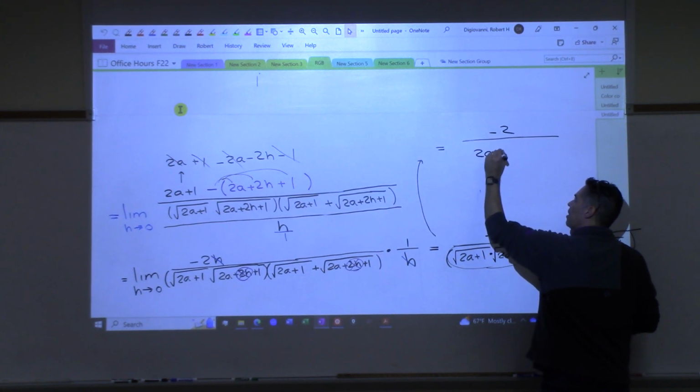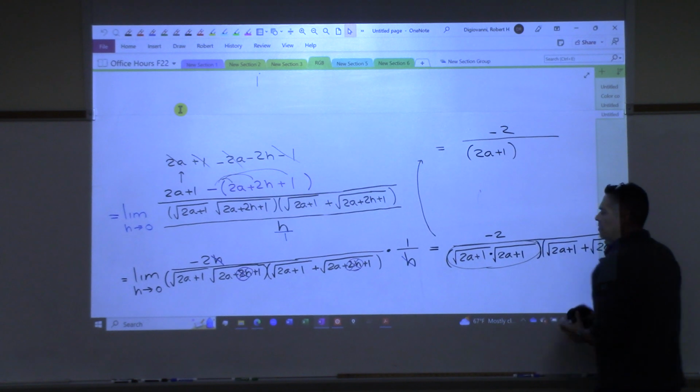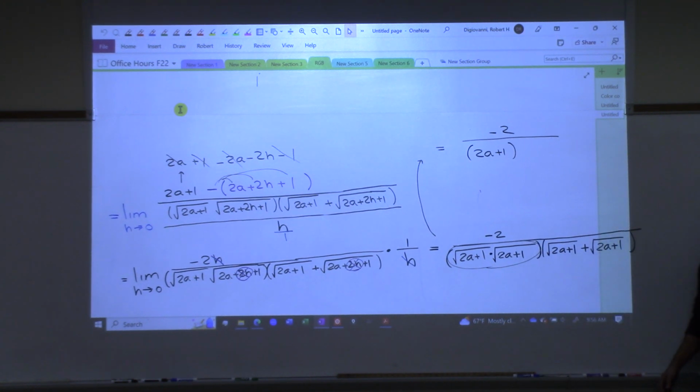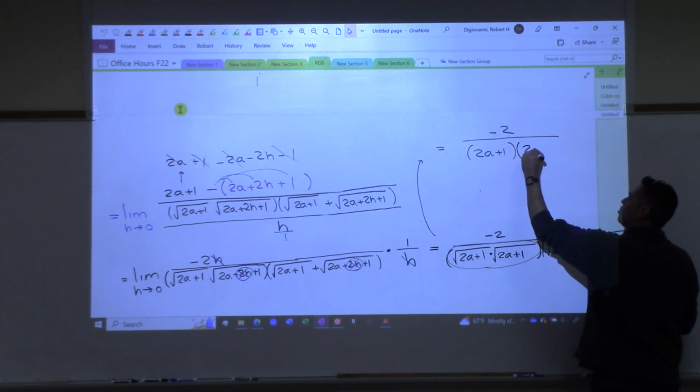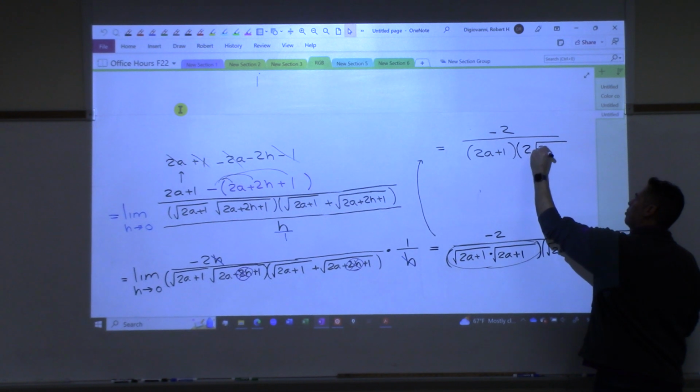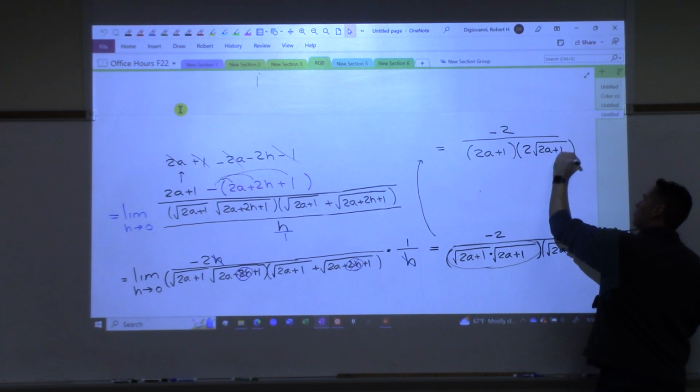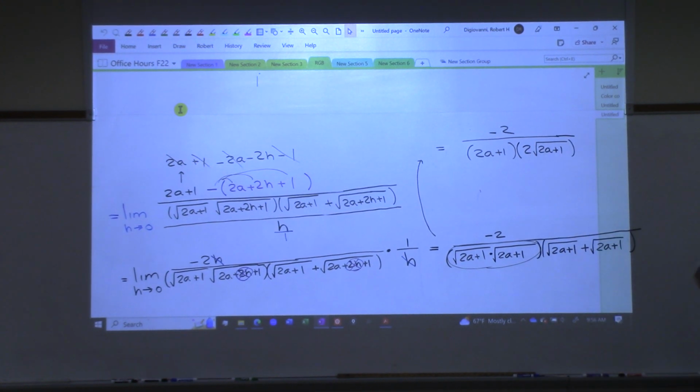So if the root goes away, I just get 2a plus 1, right? And I'm going to put that in parentheses. That's this. Now be careful. These two are not being multiplied, they're being added. But they are the same, aren't they? So if I have an apple plus an apple, I have 2 apples. So I'm going to say in the other parenthesis, 2 of those square root of 2a plus 1s. That. Understand?